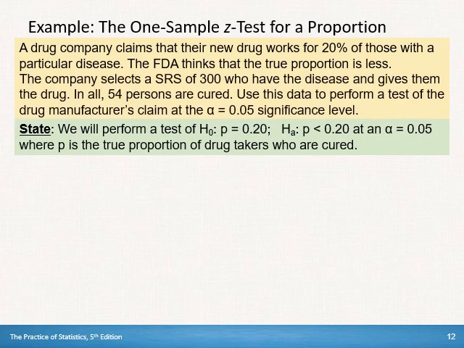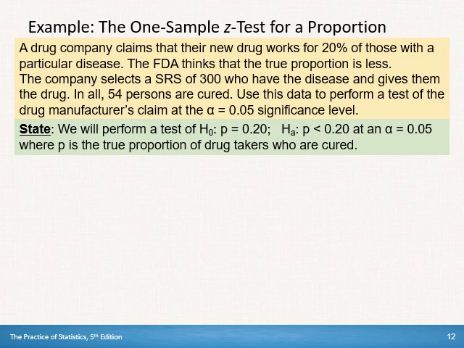All right, so the test that we're going to perform, a significance test, hypothesis test, of the following hypotheses. Null hypothesis, p equals 20%. Alternative, p is less than 20%. We're going to use an alpha of 0.05, and we're going to say where p is the true proportion of drug takers who are cured, or that no longer have the disease after taking the medicine.